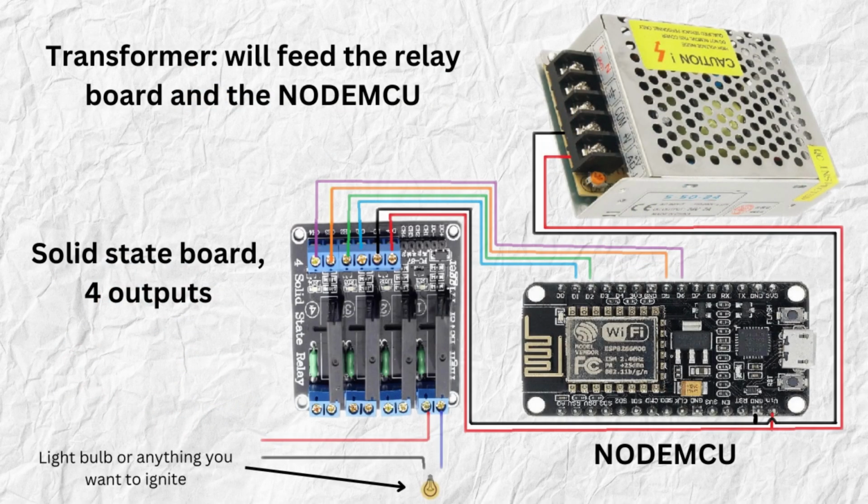Channels 1 to 4 from the relay board will be connected to the Node MCU pins D1, D2, D5, and D6. And last, you will have to connect the power supply to the light or the outlet, and to the relay switch that will be closing or breaking the circuit to turn on and off the lights.